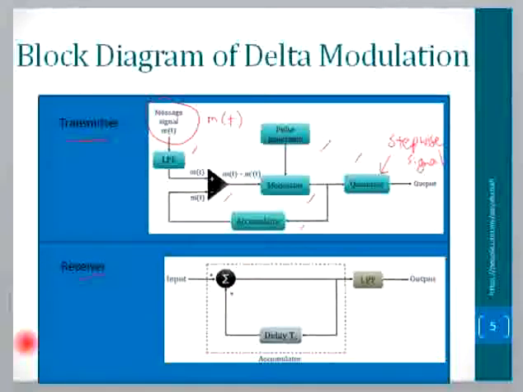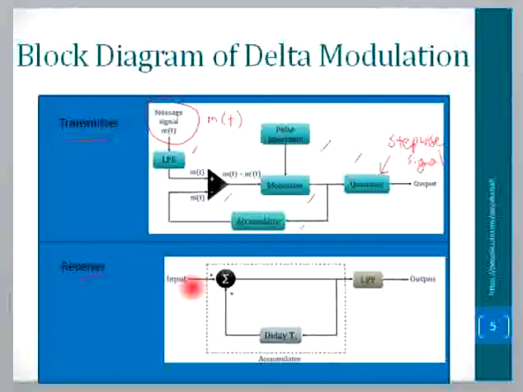And then for the receiver, it is the opposite of the transmitter. So it has an accumulator and then a low pass filter with the delay unit. The input is the binary input, together with the delay. After a delay, this means after summation with the delay, it increases by the step size of delta.